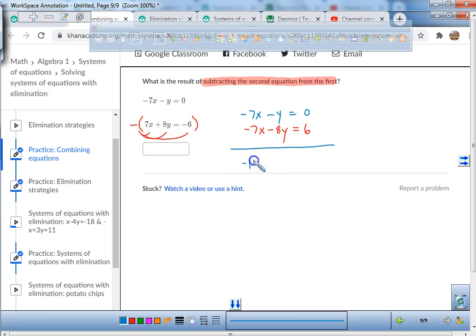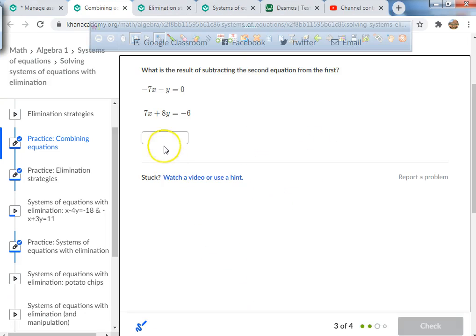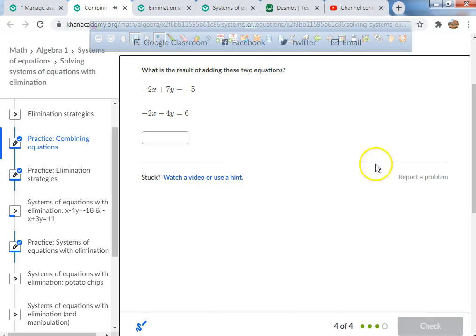So that's negative 14x. That's negative 9y. Even though you can't see it, that's a negative 1 there, so don't forget. That's like saying negative 1 minus 8 more. And this is just 6. And you're done. So negative 14x minus 9y equals 6. It's very easy. Okay, let's do the last one.